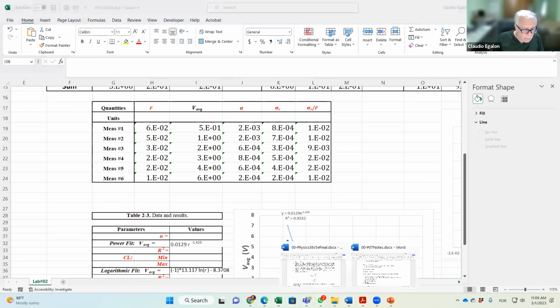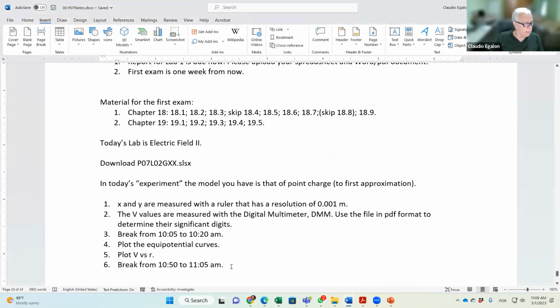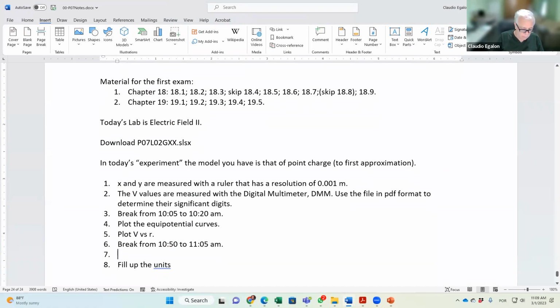Going back to the plot. Okay, so plot the V versus R, right? What else do you have to do? You know, fill up the units. No, before you fill up the units, right? Make sure you label the axis of the graphs.